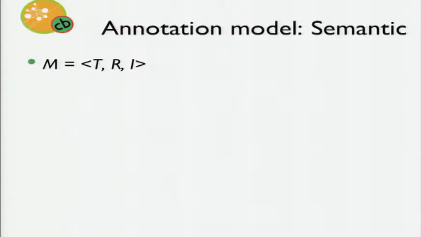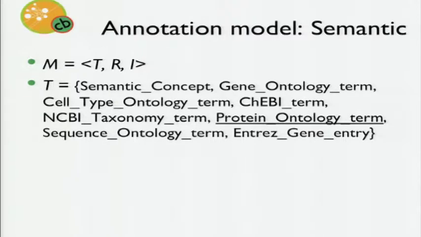The annotation model for the semantic categories, the terms were semantic concept, first of all, and gene ontology term, cell ontology term, and so on and so forth. We used 6 different ontologies for this. So GO, the Cell Type Ontology, ChEBI, the NCBI taxonomy, the Protein Ontology, Sequence Ontology, and Entrez Gene entry.